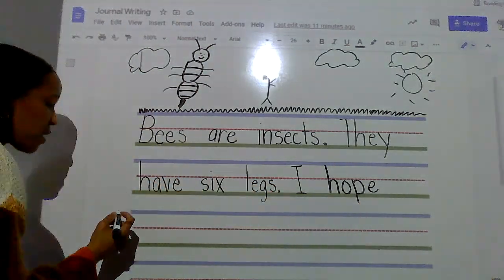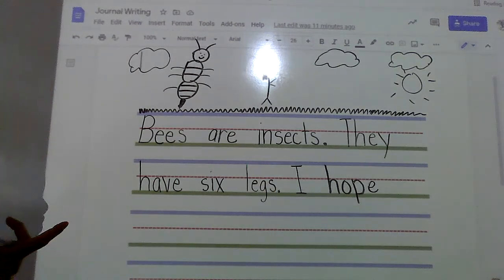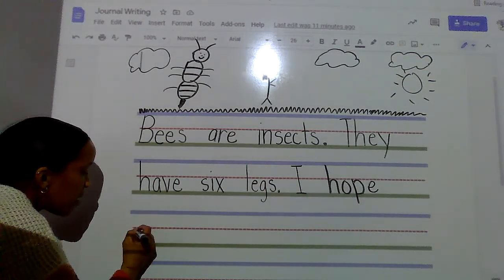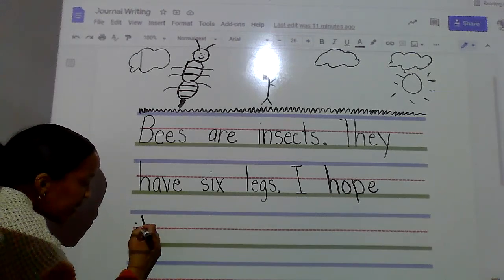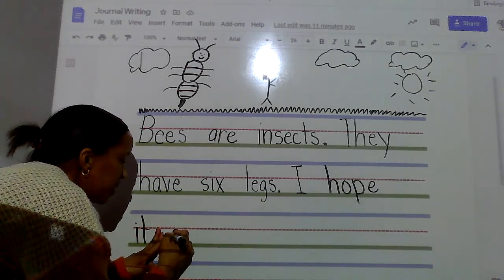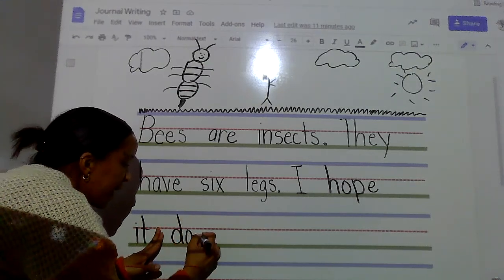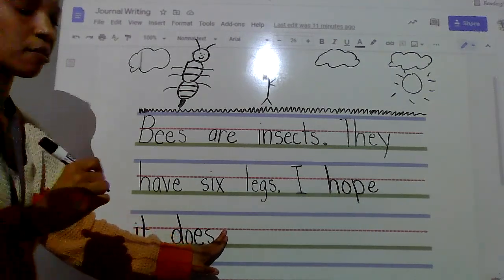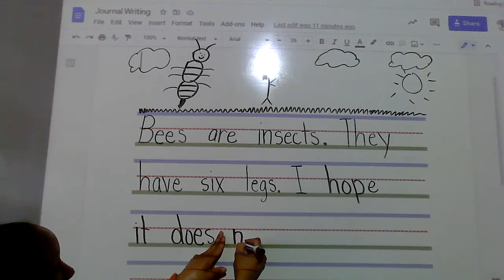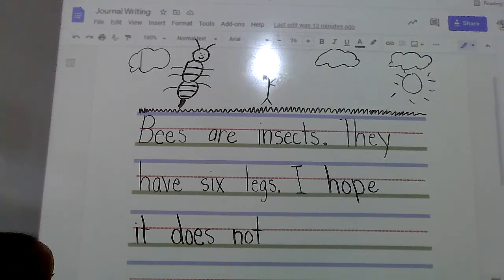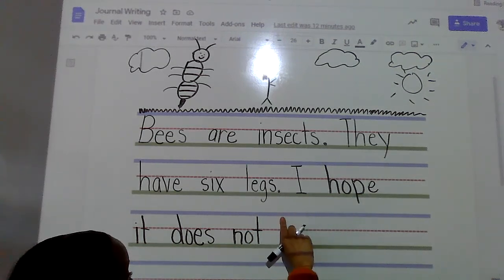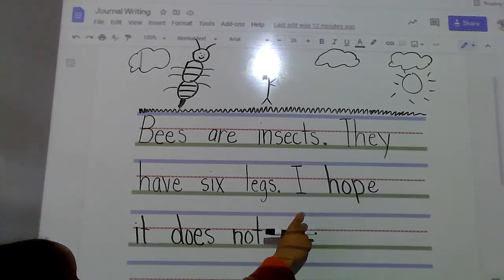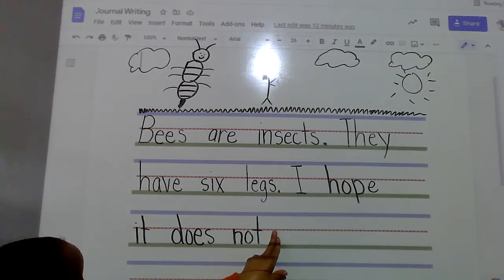I hope it. I got to replace, instead of saying a bee, I'm going to use another pronoun. I'm going to use it this time, okay? And it is a power word. I-T. It does. Another power word. D-O-E-S. Not. I believe not is a power word as well, but we could sound out not. So we're going to sound it out. And again, if I'm not sure what word comes next, make sure you're getting in the habit of going back and reading. See if you can figure out what word would make sense next. I hope it does not. Who remembers? What did I say? Sting me. So I need sting.